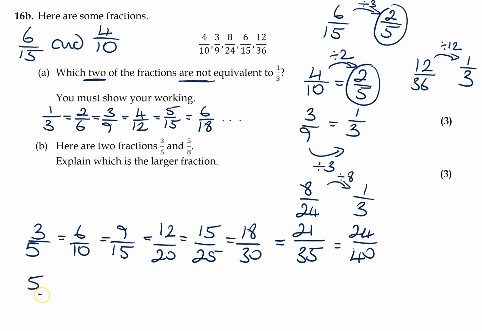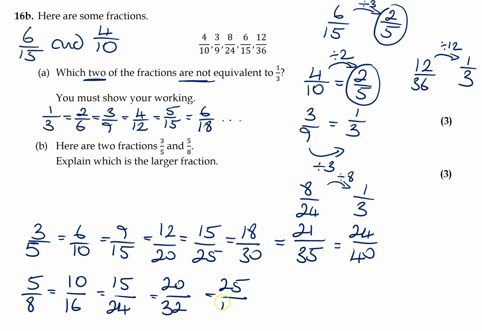So anyway, 5/8, do the same thing, 5 times table on the top, 5, 10, 15, 20, 25, and 8, 16, 24, 32, and I've hit the magic 40 again. Now which one's bigger? 5/8 is 25/40, 3/5 is only 24/40, therefore 5/8 is the biggest.